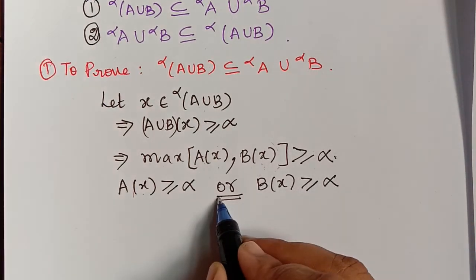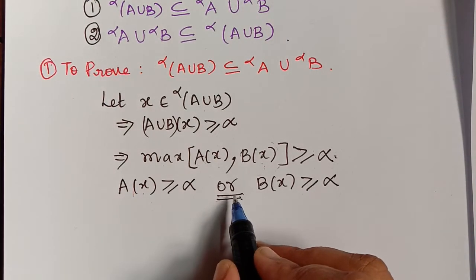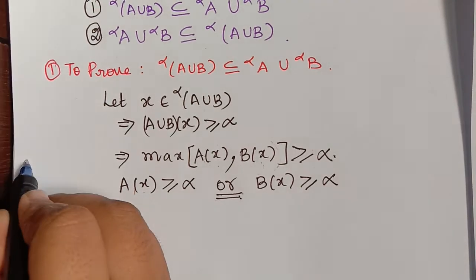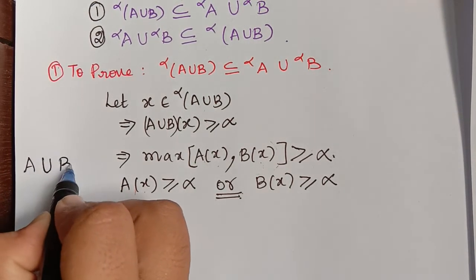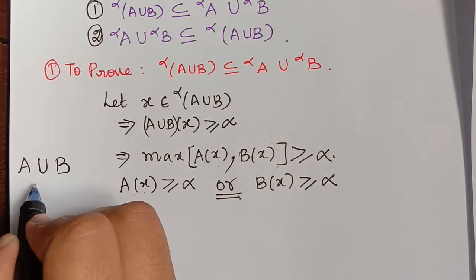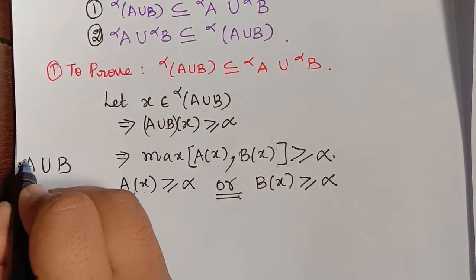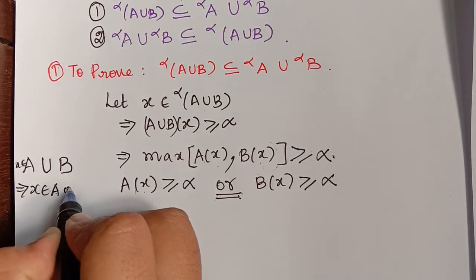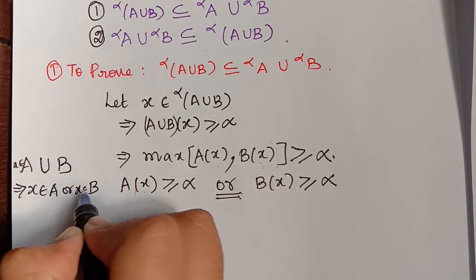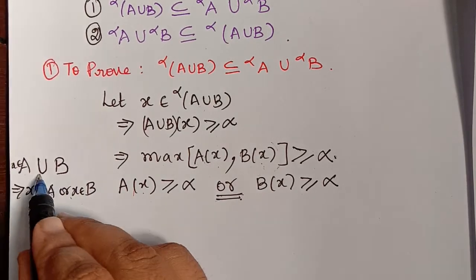So always remember, if it is or, then it comes under union. If you have two sets, A union B, and X is an element of this, it implies that X is an element of A or X is an element of B. So whenever you have or, it will be union.